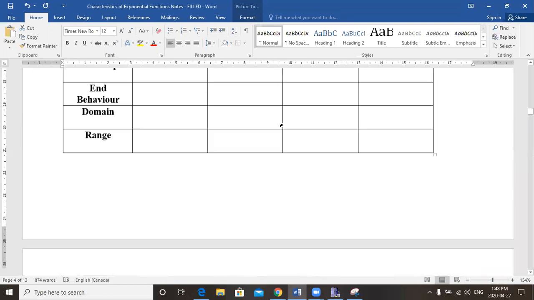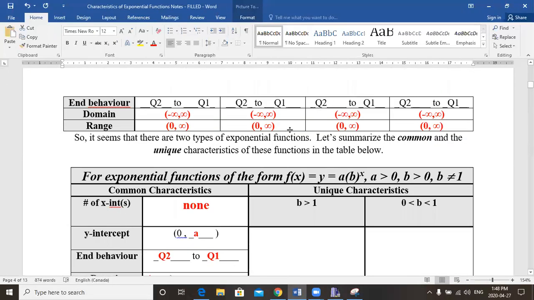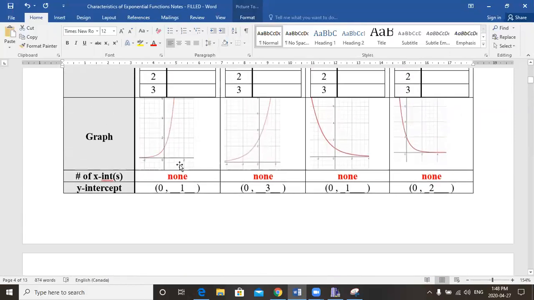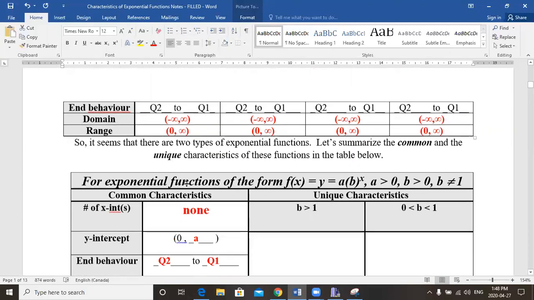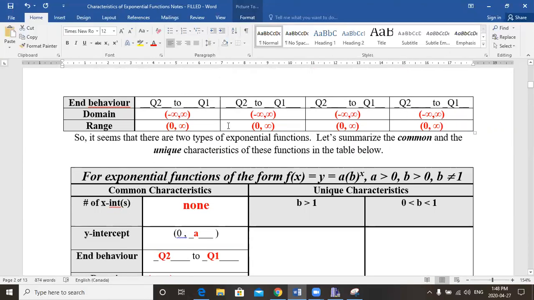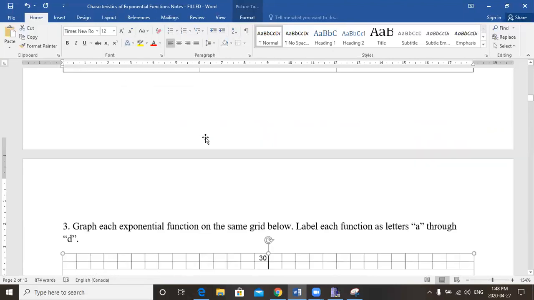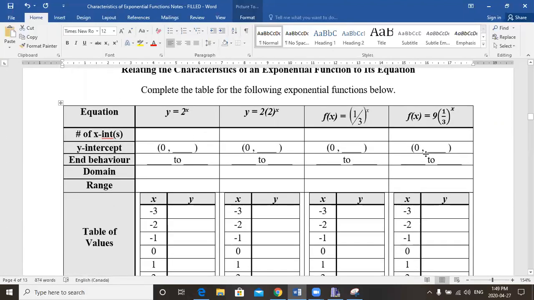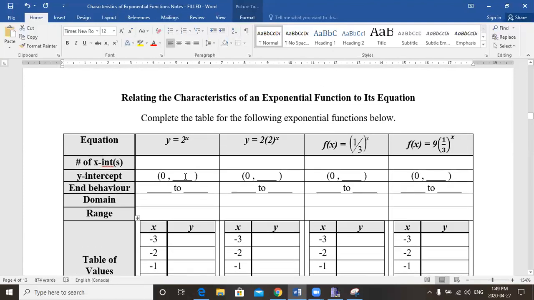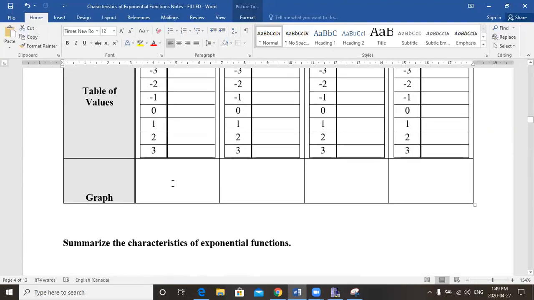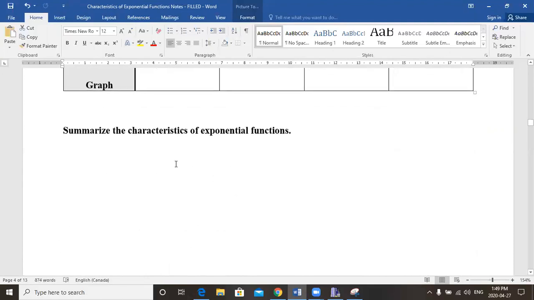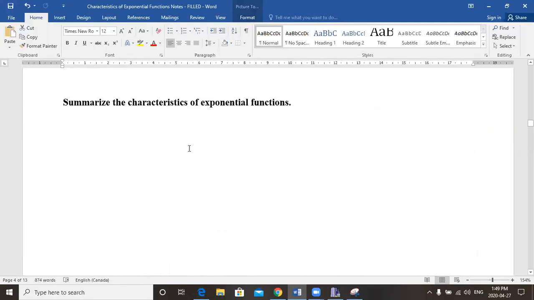Really, at this point, we don't need to graph it to get all that information, because we know that they will not have x-intercepts. The y-intercept will be equal to the a value. The end behavior is quadrant 2 to quadrant 1, and we know the domain and range. So we really could fill in this information as is. I will fill these in as notes, and then I'd like you to capture the graph and plug it into your notes to finish it. I would also like you then to summarize the characteristics of exponential functions.